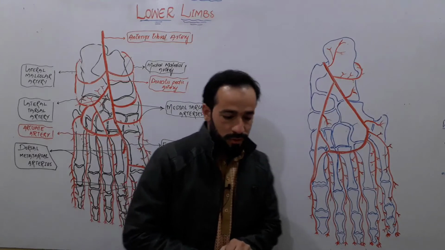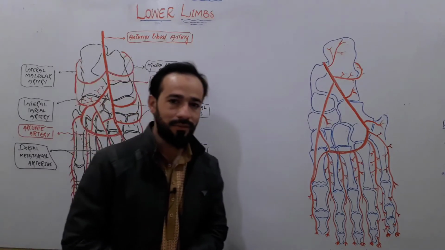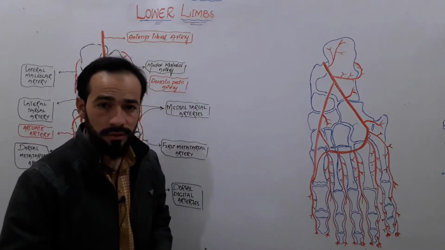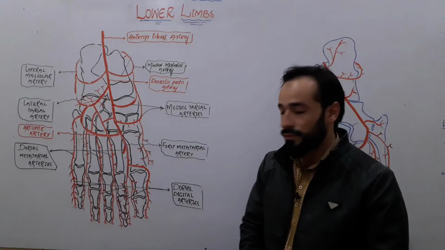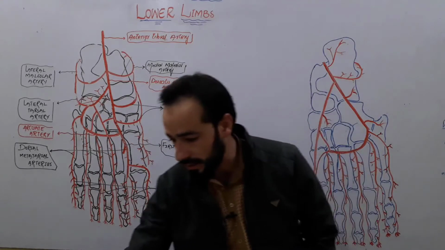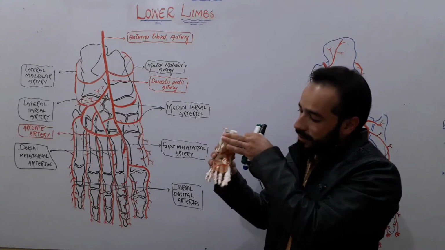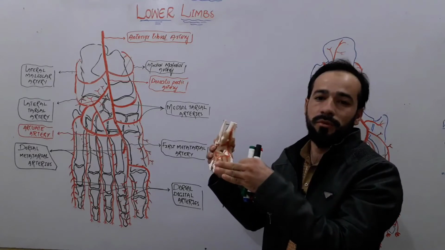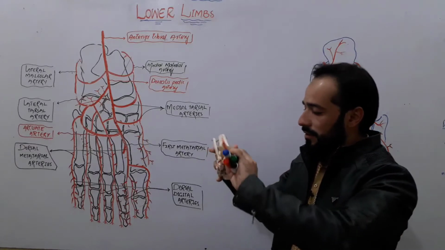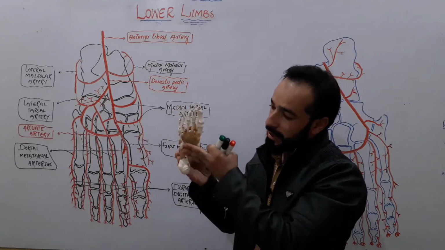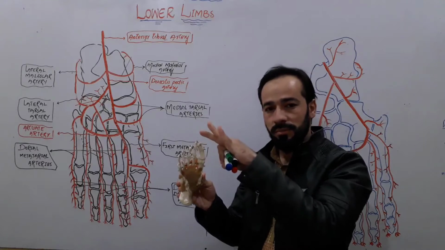Dear friends, as you know, we are discussing the blood supply of the lower limb, and in these lectures we have reached the blood supply of the foot. In the previous lecture, I discussed the blood supply of the foot from the dorsal surface, the arteries present in the dorsum of the foot. Now in this lecture we are going to discuss the blood supply of the plantar surface of the foot. Then we will cover all the blood supply of the foot.